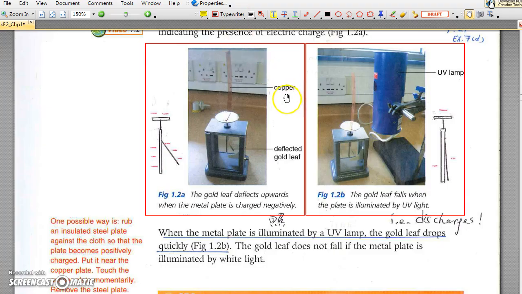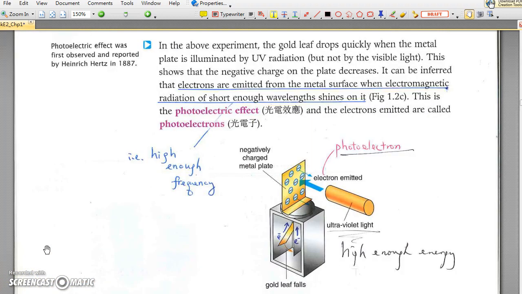Let me repeat our observation. At the beginning, the copper plate was negatively charged, and the electroscope is also negatively charged, and in this way the gold leaf is deflected. Later on, when a UV lamp is used, the UV light shines on the copper plate so that the copper plate somehow discharges, so that there are fewer electrons, and so the gold leaf falls. So far, it is not difficult to explain.